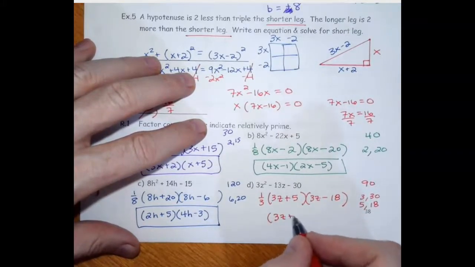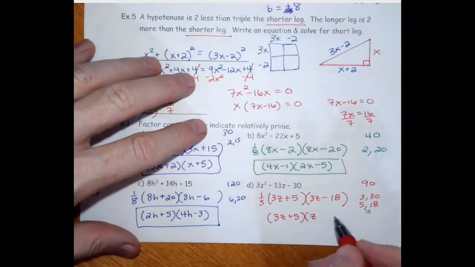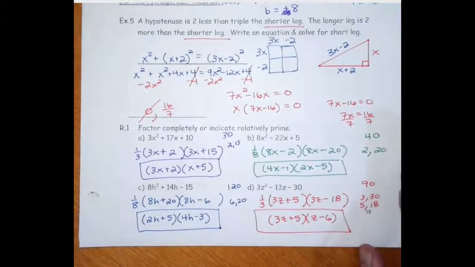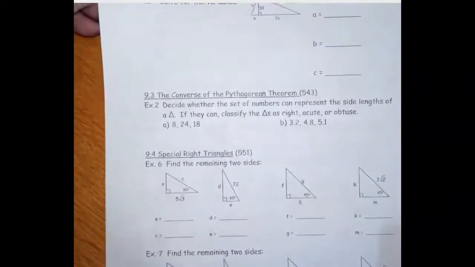So 3z plus 5. Now again, if you're just looking and copying this down, then that's not really practice. You're just writing what I'm writing, you're not really thinking about it. So pause. So one more page here.